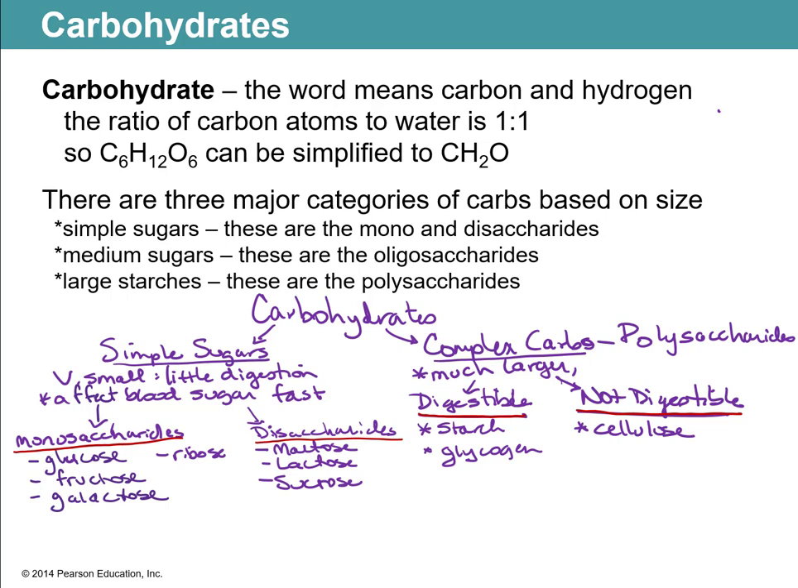So the ones that you can digest are your flour or sugar based. Your flour, wheat, grain type based foods, the starches. Right along in there is a polysaccharide that we make called glycogen. So we'll talk about the digestible. We can actually form or break down glycogen depending on what our blood sugar is.